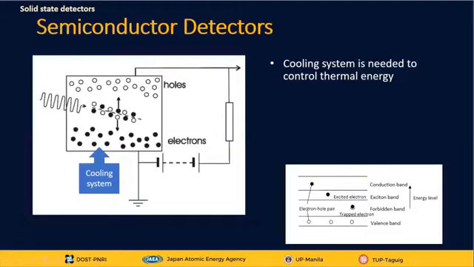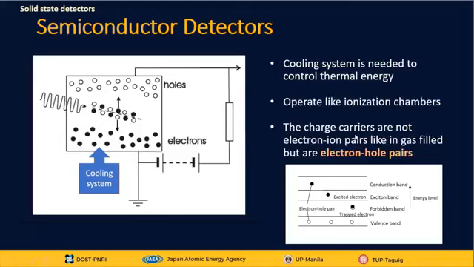Semiconductor detectors are also called solid-state ionization chambers because they operate like ionization chambers. The difference is that the charge carriers are not electron-ion pairs like in gas-filled detectors, but we call them electron-hole pairs.